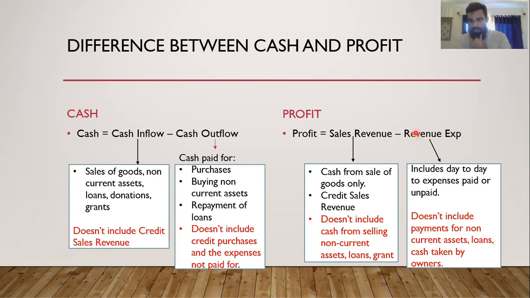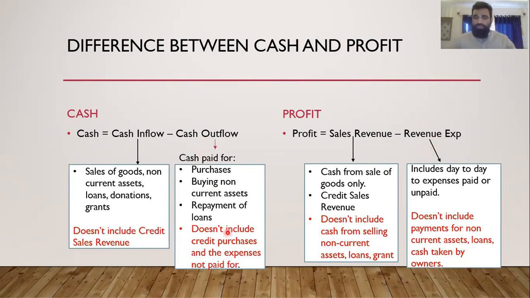Okay. The revenue expense will include paid or unpaid expenses, but only day-to-day expenses. For example, salaries, wages, only the day-to-day expenses, the rent. It will never include when you pay for loans, when you buy non-current assets like buses, like furniture, the things that you want to use for more than 1 year, or when an owner takes cash from the business. You never record these things in revenue expenses, only paid or unpaid daily expenses, right? But in cash outflow, you see everything in red is there in cash outflow. So there's a huge difference between cash outflow and revenue expenses.